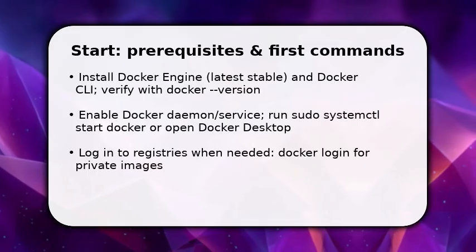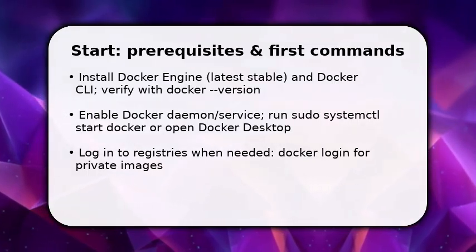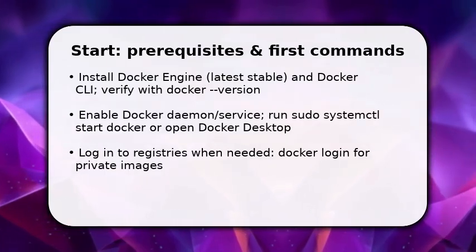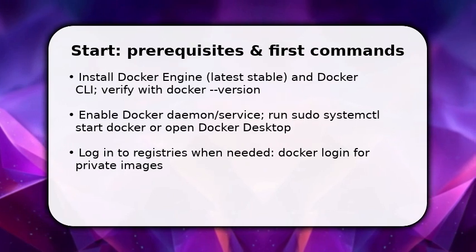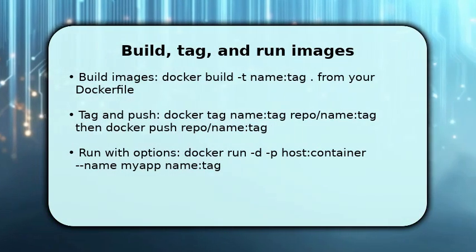Make sure to authenticate with docker login before accessing private repositories, because permission errors otherwise block pulls. Finally, set your working directory to a project with a Dockerfile to proceed into building images. You will build and operate images next.